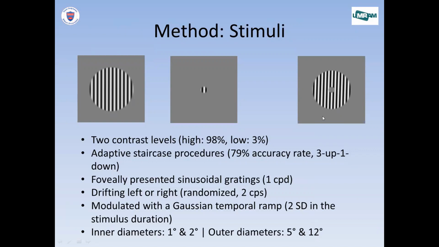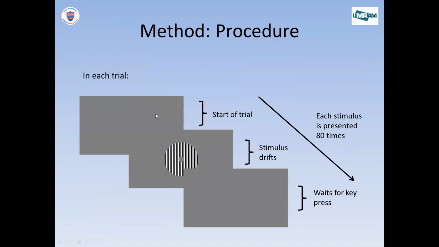In each trial, participants start with a fixation point with a mid-gray background. They were asked to report the motion direction of the stimulus and press the left or right key on a keyboard. For each stimulus type, there were 80 trials.